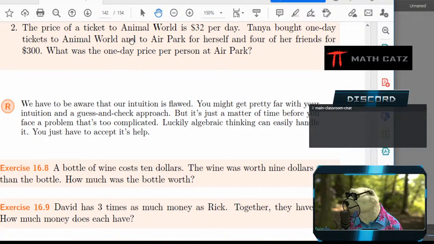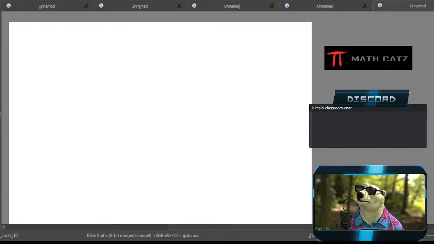The price of a ticket to Animal World is $32 per day. Tanya bought 1-day tickets to Animal World and to Air Park for herself and 4 of her friends for $300. What was the 1-day price per person at Air Park? Now, you can maybe guess and check your way through this, maybe. But it doesn't seem like a very efficient way to go. The numbers might not be very pleasant. Ticket price could be weird. It could have cents in it. I don't know. And guessing could take forever. So I don't want to do that.